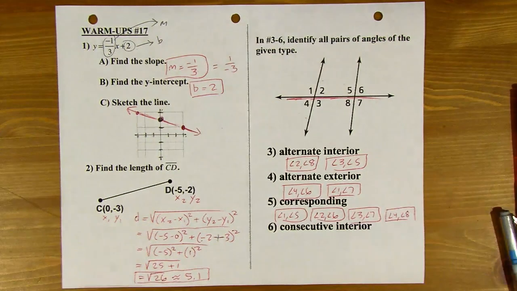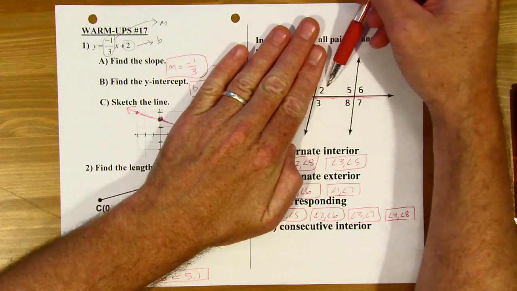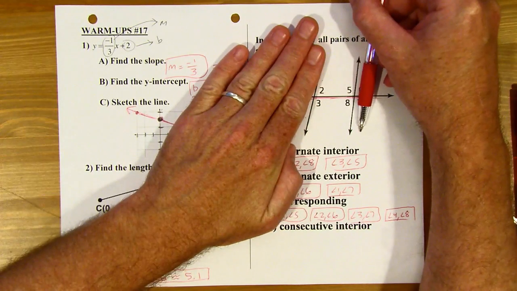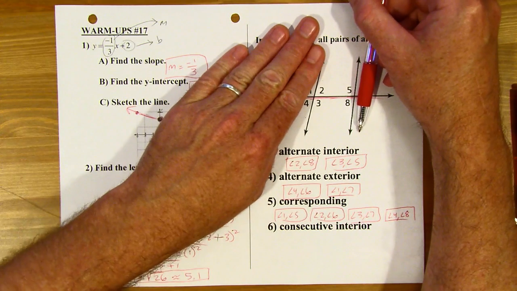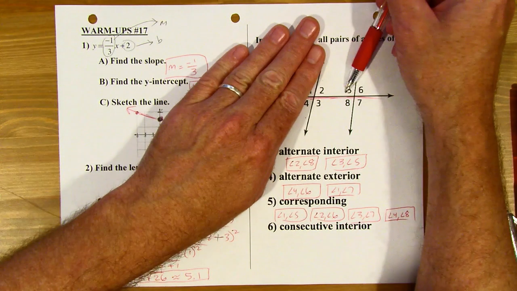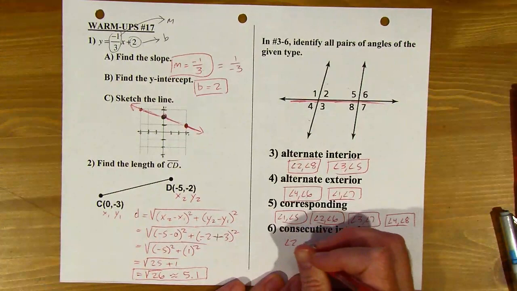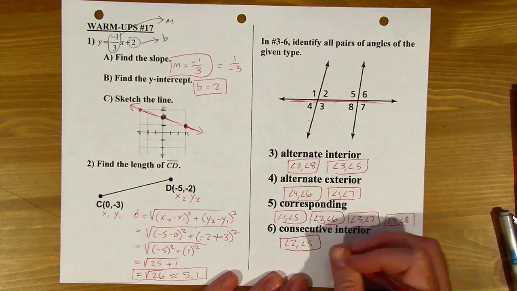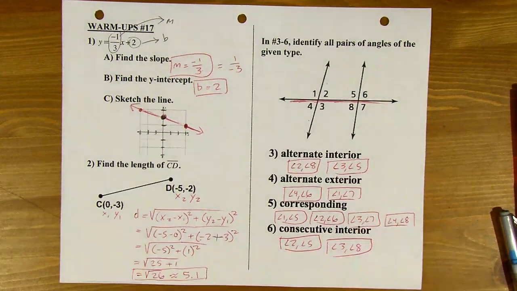Okay, and then consecutive interior, so I want to be inside the tracks again, but I want to use angles that are next to each other inside the tracks, on the same side of the transversal, in other words, if they're consecutive interiors. So 2 and 5 would be consecutive interiors, so would 3 and 8. Angle 2 and angle 5, angle 3 and angle 8. And there we go. And that's it for this warm-up.